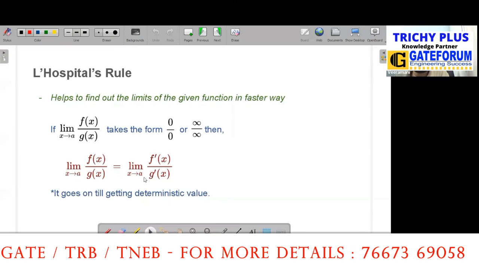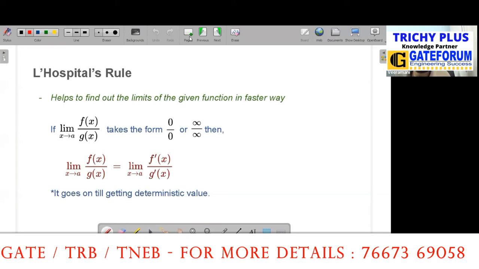Okay, so next, what you have to do is again apply x is equal to a. You'll be getting some value, and if it is a finite value, then you can stop. You'll have found the limit value. If you are again getting 0 by 0 or infinity by infinity, you have to go till you are getting a definite value, which means again the same thing, a double differentiation, triple differentiation, like that you have to go. Is it clear?